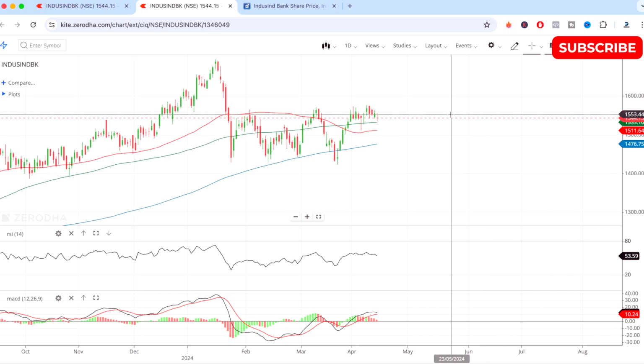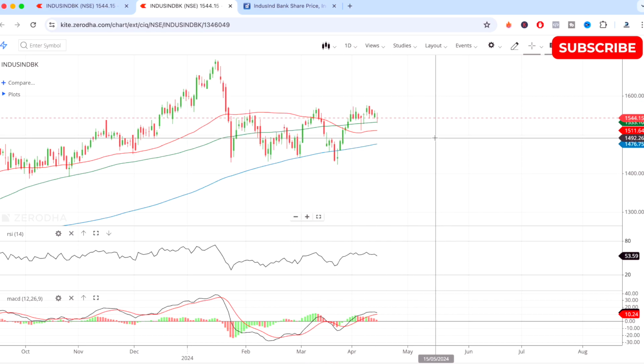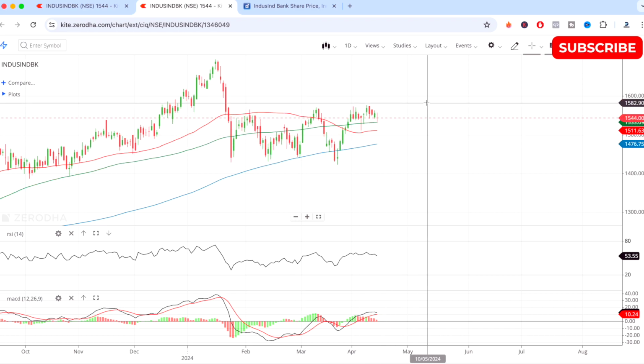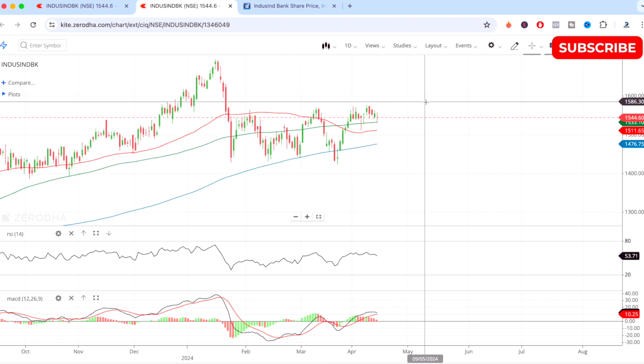Okay, so now what should you do with this trade? So if you're already holding this trade from any of a support level, then you can book your partial profits here if you're a safe trader, or if you still want the stock to go up, then of course you can hold the stock and wait for it to go up.